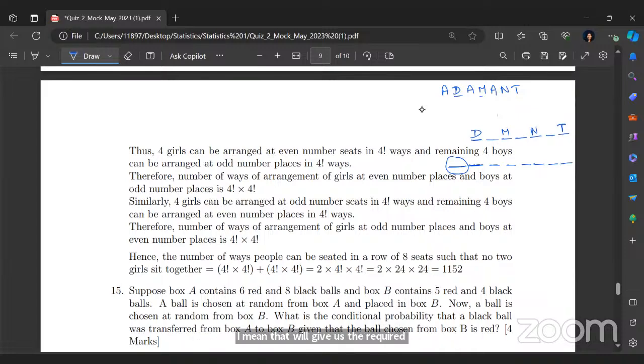But here in this case, you have 3 A's, and you have D, M, N, T, I mean 4 of the other letters. So let's say you fix this, so this can be done. First of all, you'll have to select the places, because you have 7. Out of 7, you need to select 4 places.